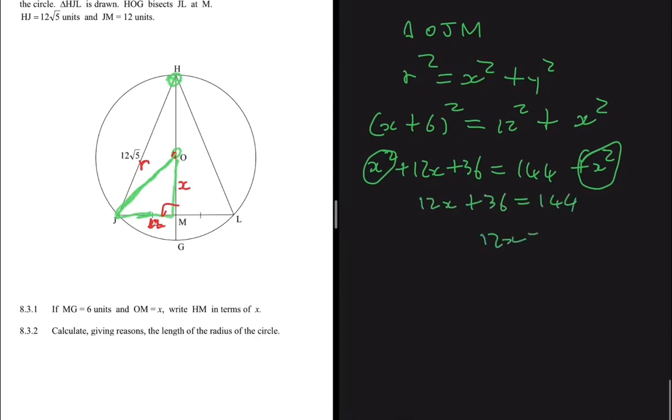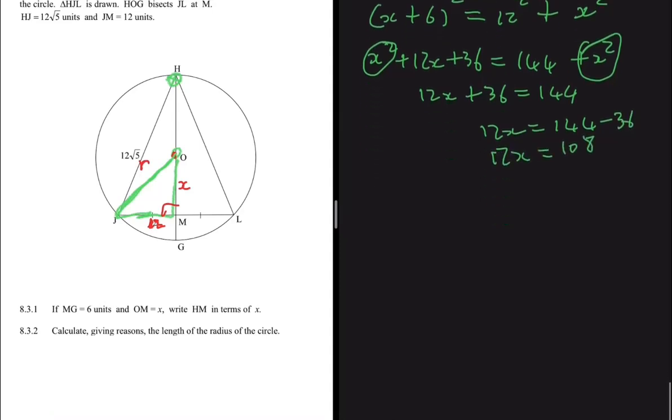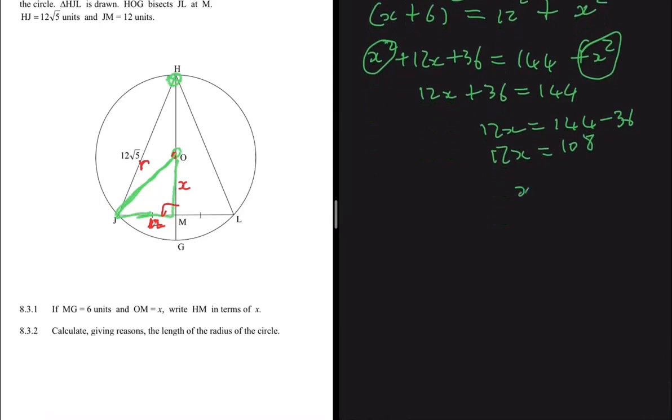So 12x is equal to 144 minus 36. So we have 12x being equal to 108. You divide both sides by 12, you get x is equal to 9, right? But then we're not looking for x, we're looking for r, right? And we know fully well that r is equal to x plus 6. So that will be 9 plus 6, 15.